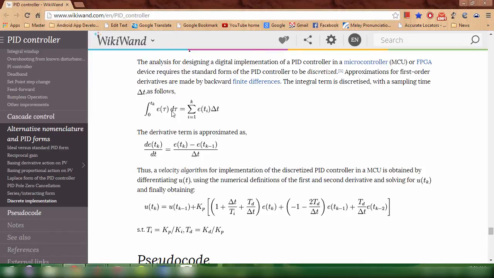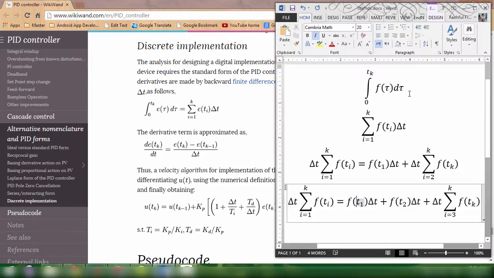The left-hand side is actually placed here. This one is the continuous time integration equation, and the one below is its discrete counterpart. As delta t is the sample period, it is a constant. We may put it outside of this summation, as we have done here.